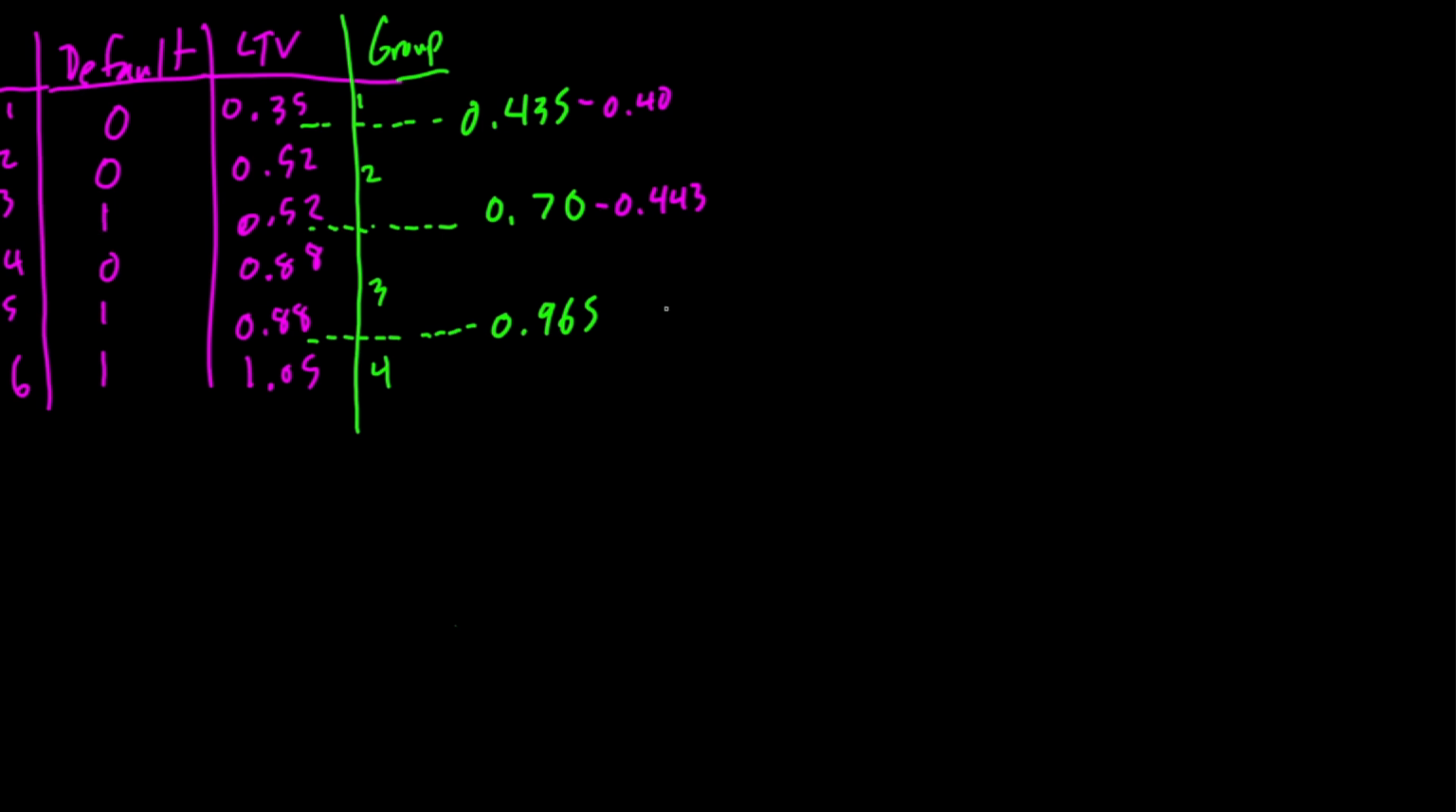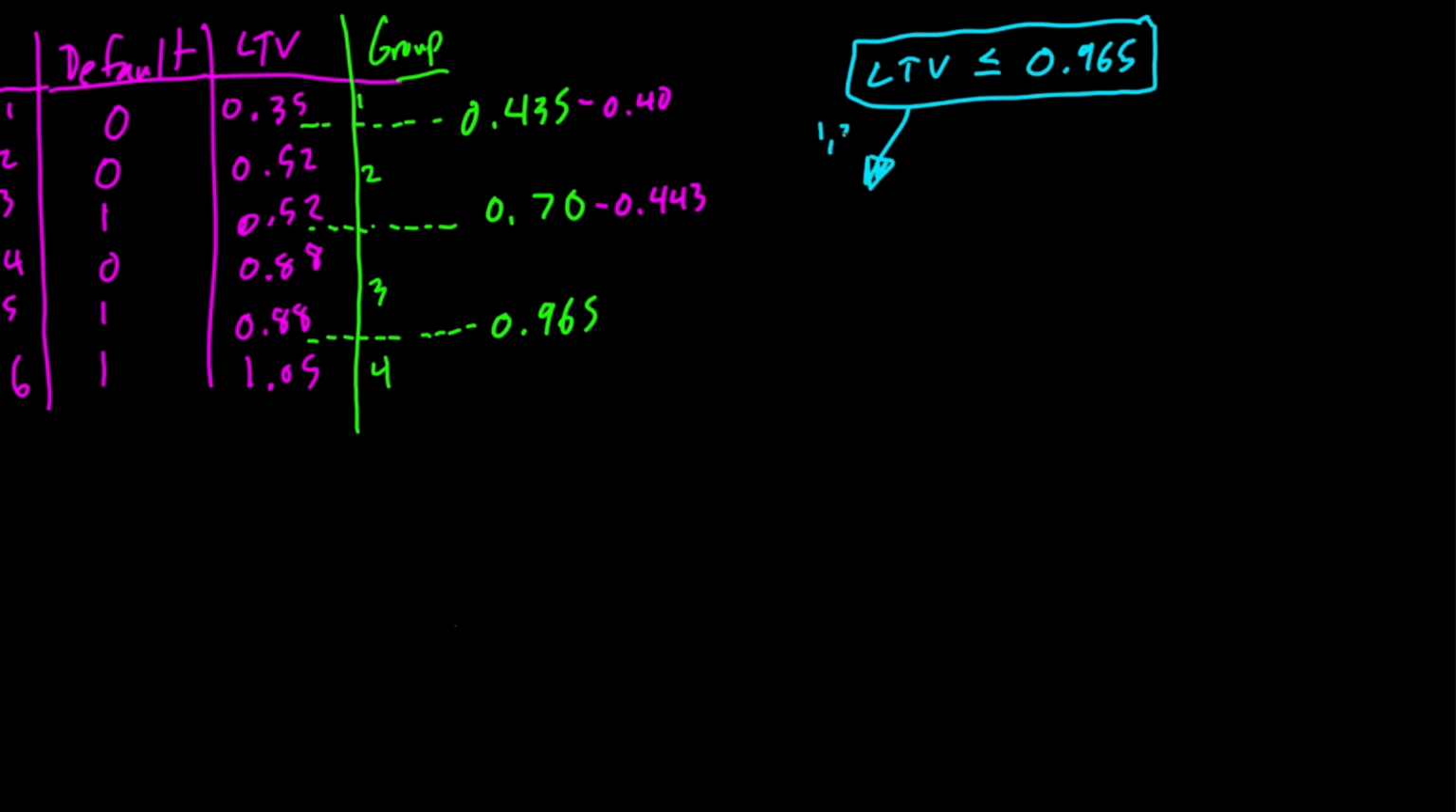Okay, and in our final split here, we're going to do this last one. So LTV is less than or equal to 0.965. And again, this is now going to be groups 1, 2, and 3 over here, and group 4 separately. And now let's count our 1s and our 0s. So again, our split is going to be this wonky one right here. And if we count above this line, how many 1s do we have? We have 1, 2. How many 0s? 1, 2, 3.